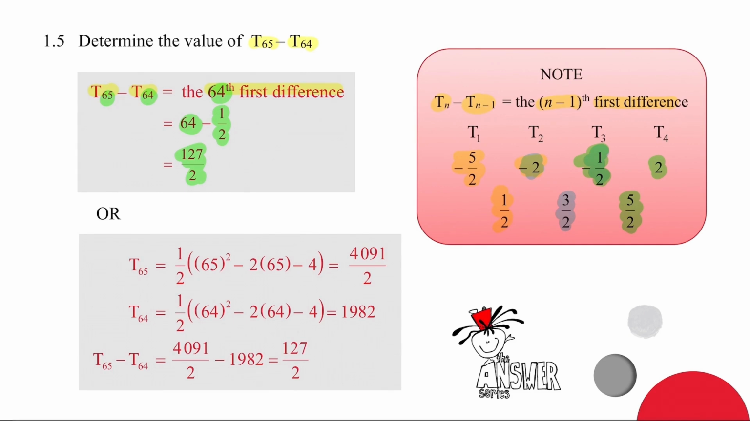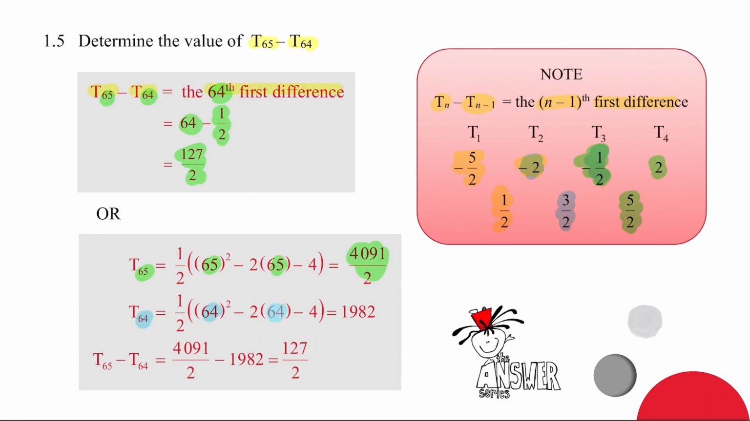It's always good to have a backup plan in case you suddenly find yourself confused. So a longer but safer method, because there's no confusion around the meaning of the value n. You can choose to take 65 to the original formula for the terms in the quadratic pattern. If you substitute 65, the value of the 65th term is 4091 over 2.